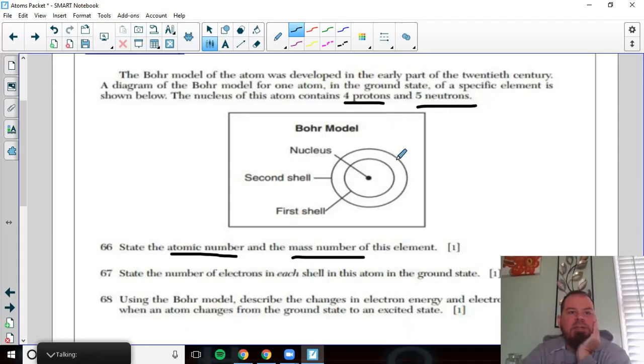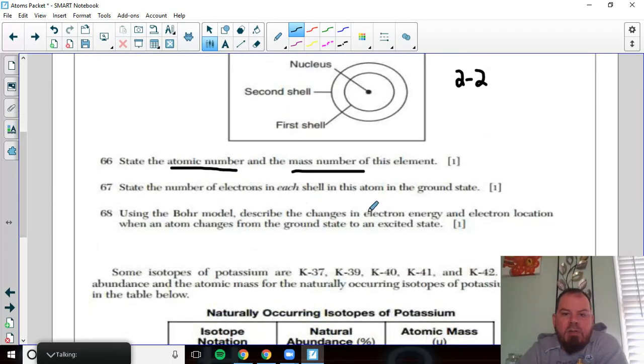So 4 protons, look it up. 4 protons is Be. Be has an electron configuration of 2, 2. State the number of electrons in each energy level of this atom in the ground state. Boom, 2, 2. 2 in the first, 2 in the second. Then it says using the Bohr model, describe the changes in electron energy and electron location when an atom changes from ground state to excited state.